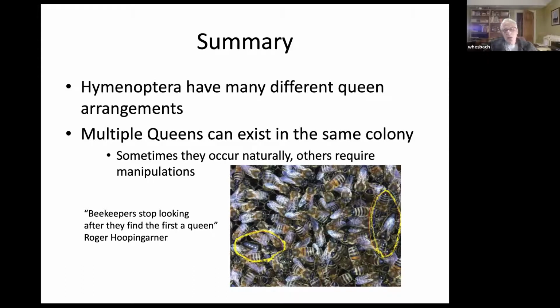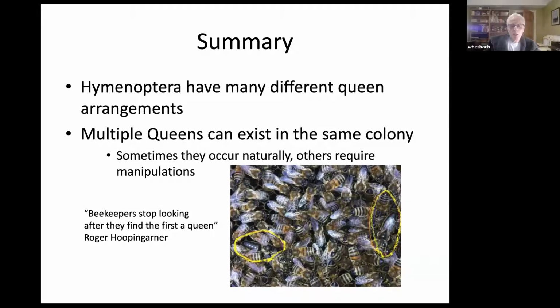So there's lots of 2-queen colonies out there, and however they got that way, we don't know. Maybe a swarm queen came back in the wrong colony, and she just happened to come back in during the flow, and they let her live there. But multiple queens do exist naturally in our honeybee colonies.